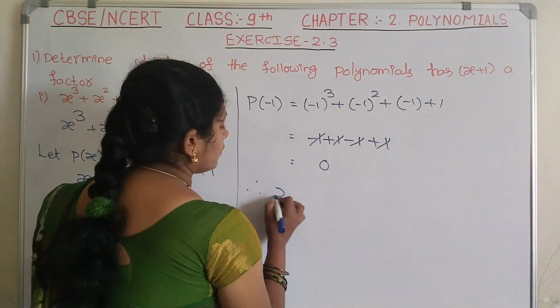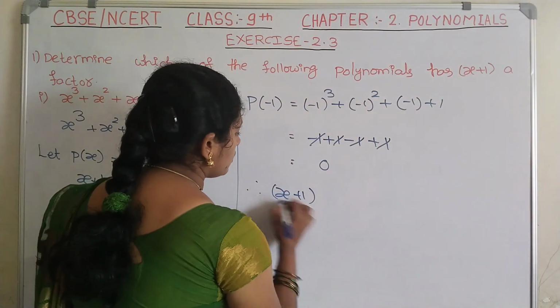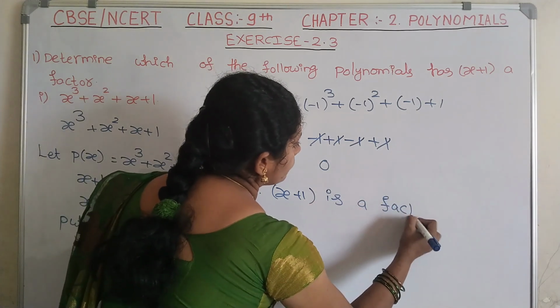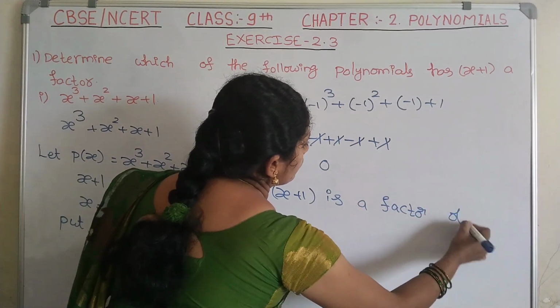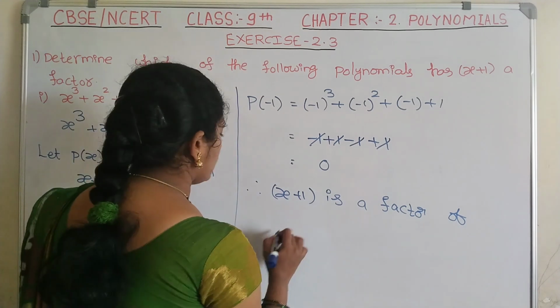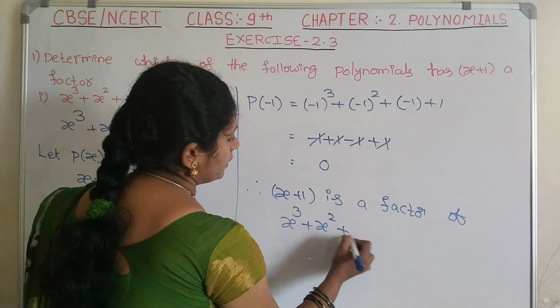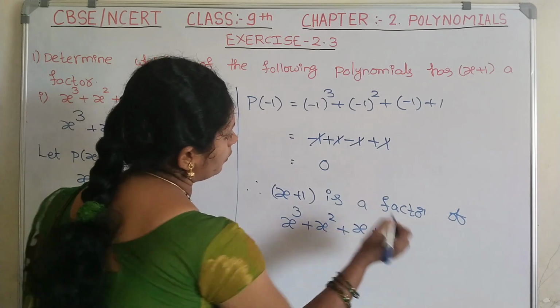Therefore, x plus 1 is a factor of x cube plus x square plus x plus 1.